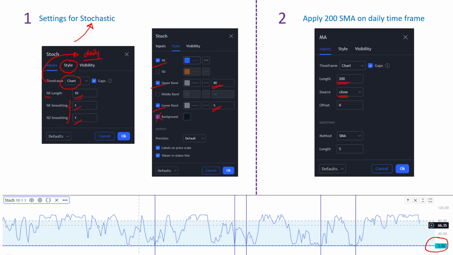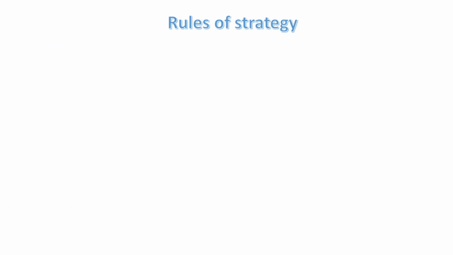Now, once your setup is ready, the second thing that you need to understand to deploy the strategy are the rules of that particular strategy. So let's understand the different and important rules for this strategy. The first rule says that you have to take a trade only and only when the value of stochastic becomes lesser than 3.5. Unless and until this value of stochastic goes below 3.5, you cannot think about deploying the trade. That is the first and the most important rule you have to keep in mind.